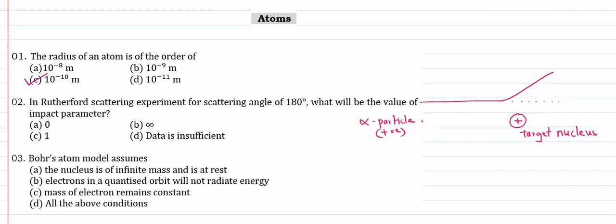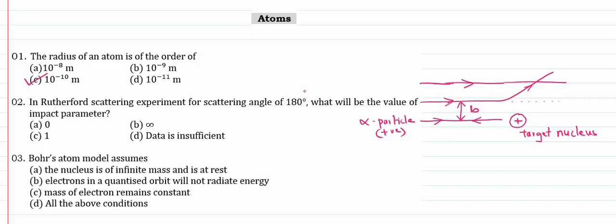When it is head on, at the center, it returns back along the same path. So it gets repelled by the nucleus and follows the same path. If it is far from the nucleus, then the alpha particle will move straight. The perpendicular distance of the velocity from the center of the nucleus, we call it the impact parameter, and we denote it by b.